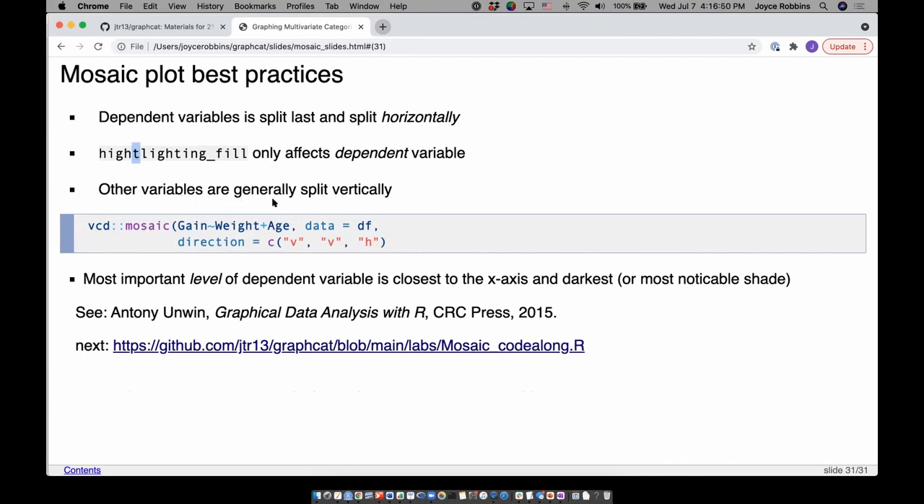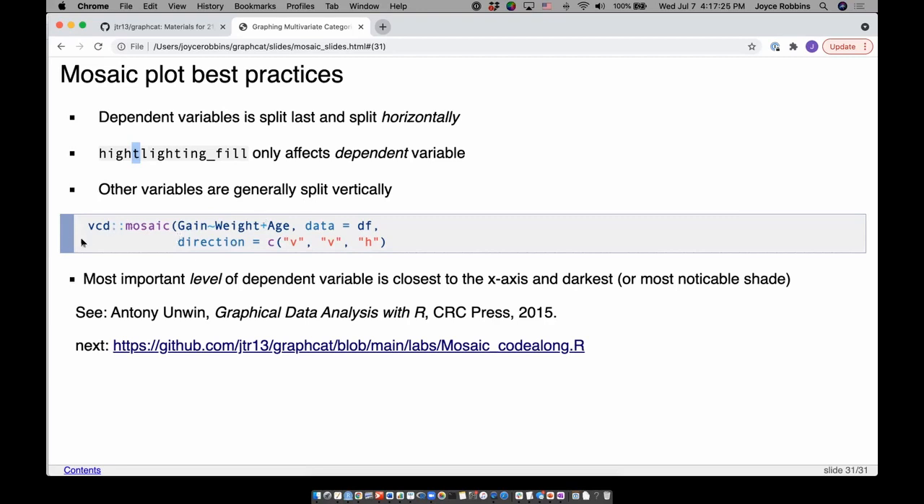Your best bet is to try to split the other variables vertically first. And you can experiment in a lot of different ways. These are not hard and fast rules, but these are guidelines. The number of different ways you can do it goes up quickly, exponentially, right? With each new variable, you can change the order and you can change the directions of the cuts. So there's a lot of possibilities, even with three variables. Try first vertical, vertical, horizontal. And if that doesn't work, you can try something else.